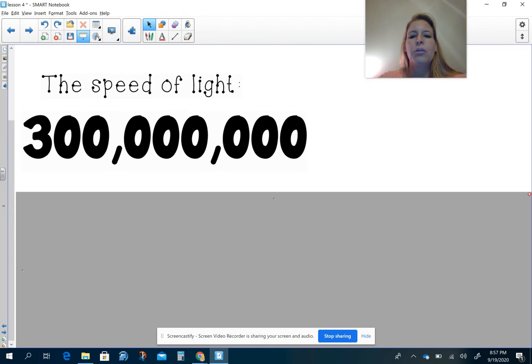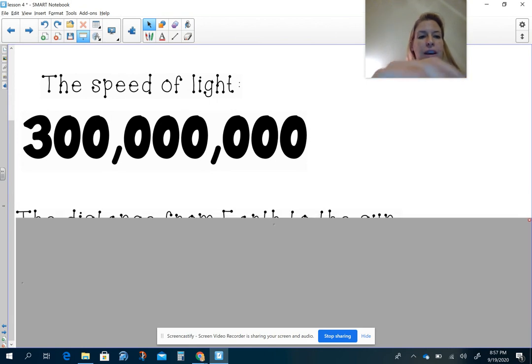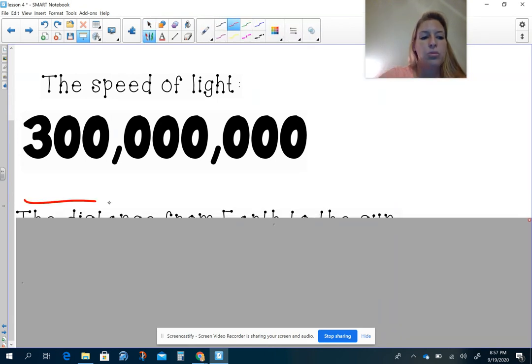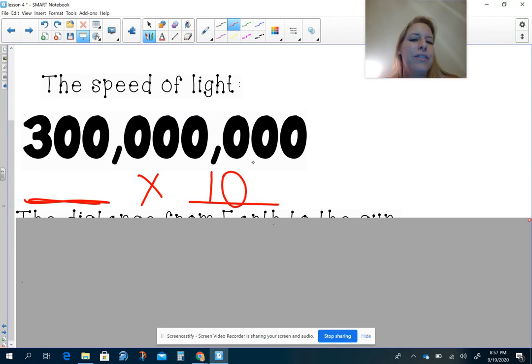So in your notebook, I want you to try this one on your own. Try to write this with, remember, 2 factors: one number that's greater than or equal to 1 and less than 10, times the product of 10 to the power of. Pause the video and see how you can do.